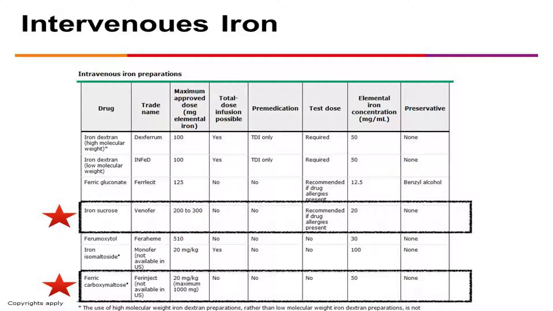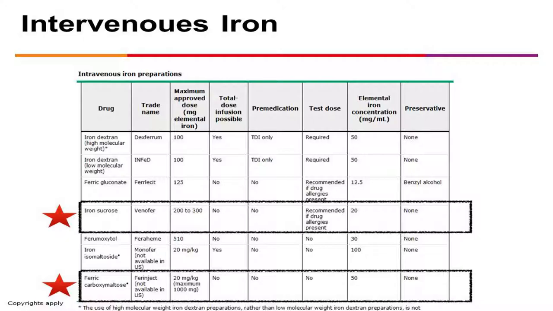We have in our hospital the iron sucrose, and we have the ferric carboxymaltose. For the iron sucrose, at one time we can give a maximum of 200 milligram, and usually it is infused over 40 minutes. In patients with allergies, it is recommended to give a test dose of the IV iron, and then we can give the full dose. The iron sucrose trade name is Ferrisac, and the ferric carboxymaltose trade name is Ferinject. So Ferinject is a new preparation.